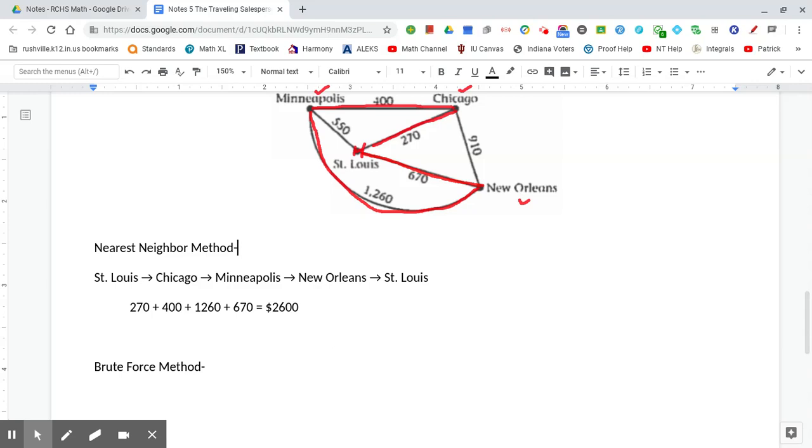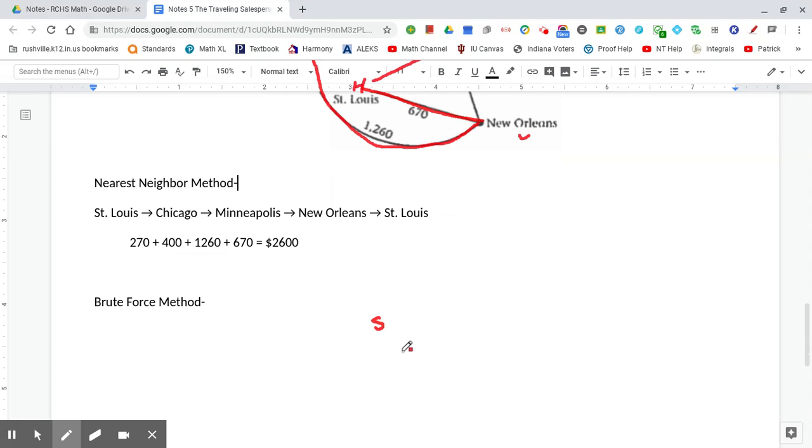What I'm going to suggest that you do is make a tree. You don't have to make a tree, all right? But usually making a tree is going to guarantee that you're not going to miss any circuits. If you don't make the tree, you might miss a possible circuit. So I'm going to make a tree diagram.